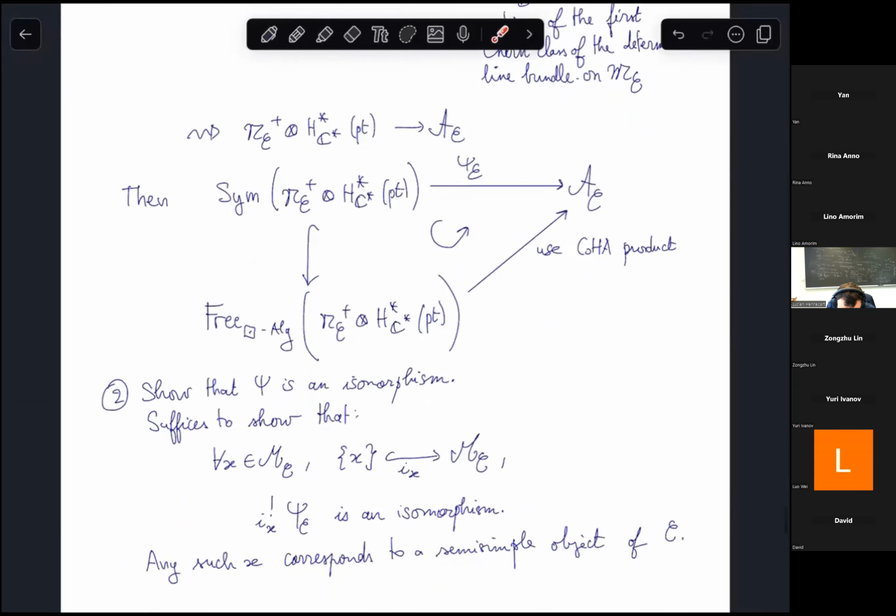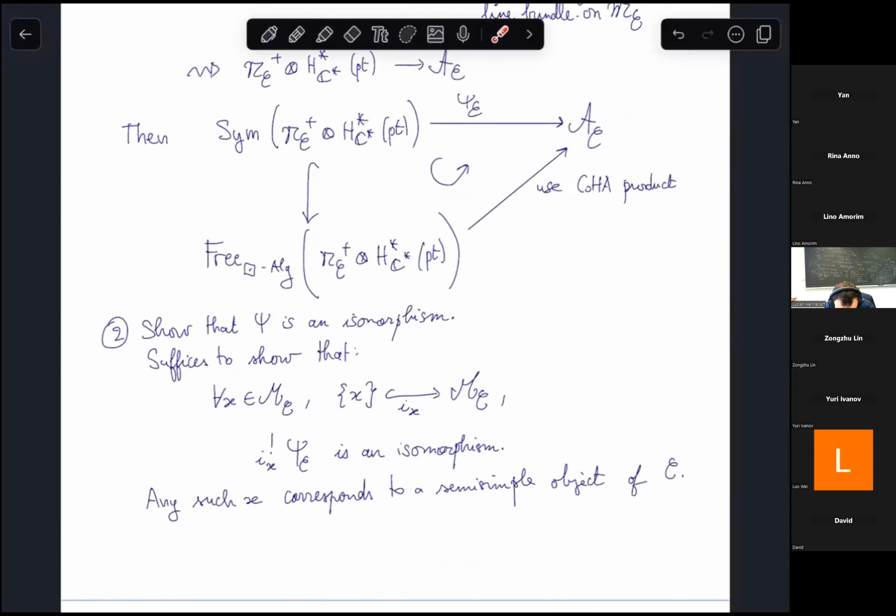Once you have this map, phi C, the PBW theorem tells you that this map is an isomorphism. What it suffices to show is that for any point in the good moduli space, the stalk restriction of this map phi C to this point is an isomorphism. Otherwise, you take the cone of this morphism in the constructible derived category. What you want to show is that the cone is 0. And this is implied by these conditions for any point x.